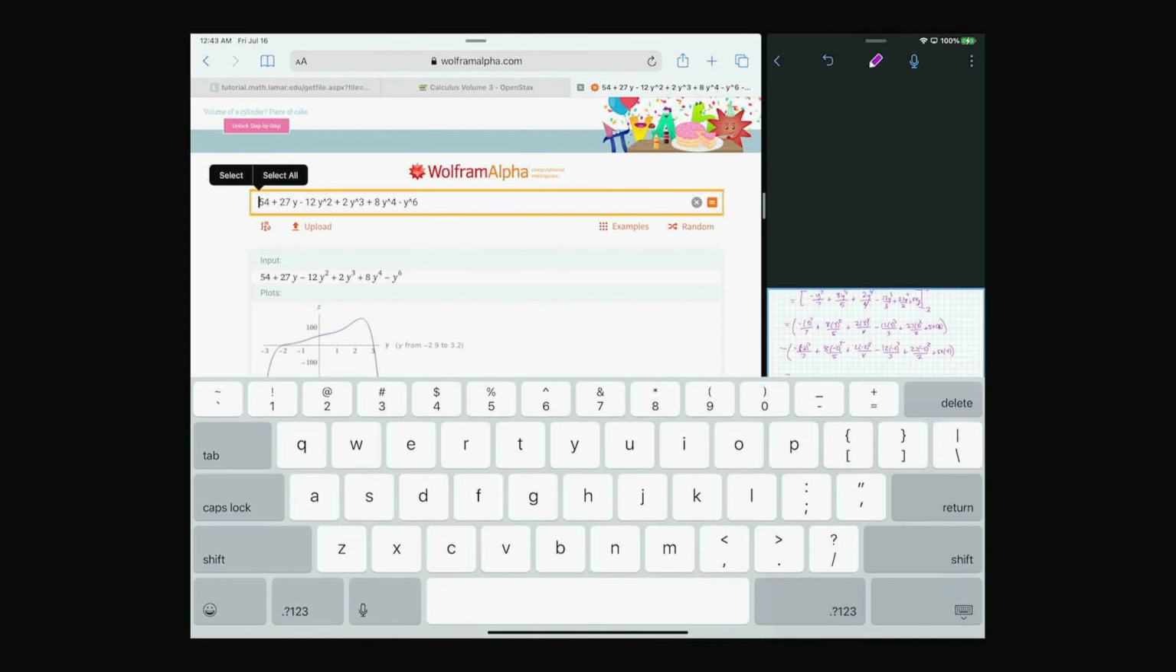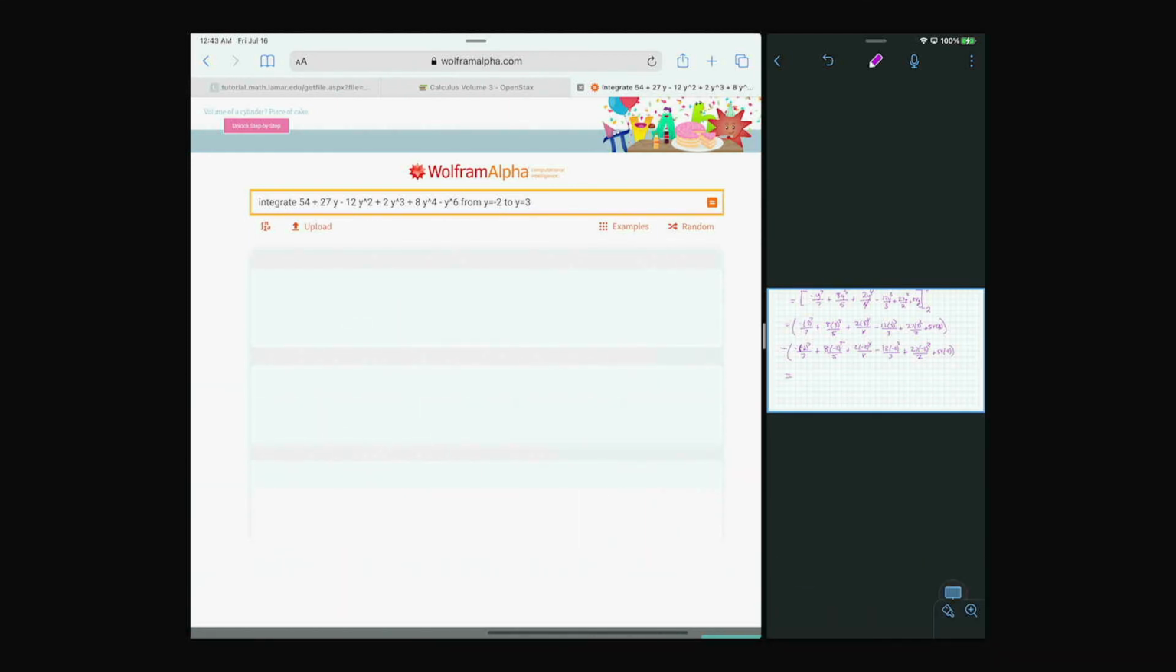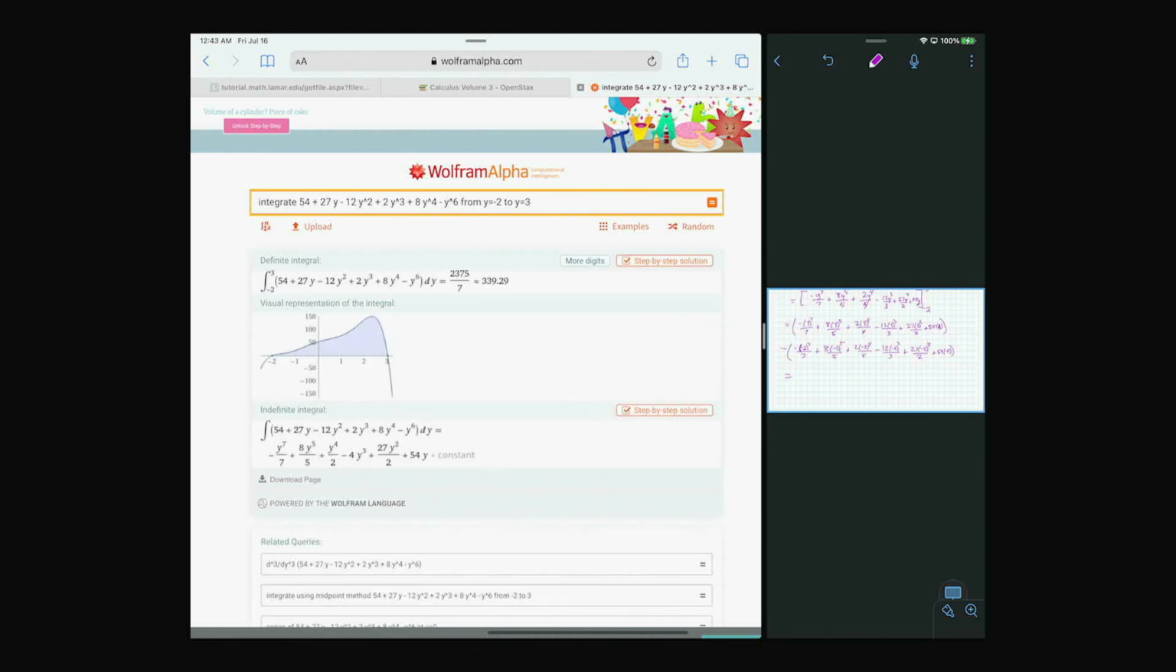Then you just go like this. You go up here and you integrate that from y equals -2 to y equals 3. You double check that it did type it correctly. So you do that, and then you get 2375 over 7, which is approximately 339.29, right?